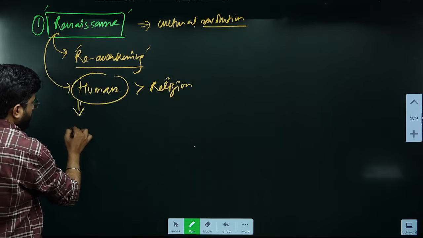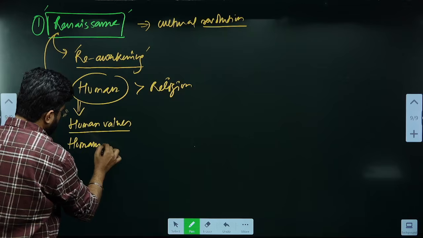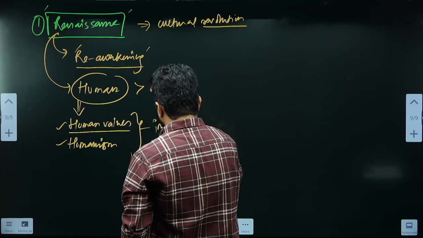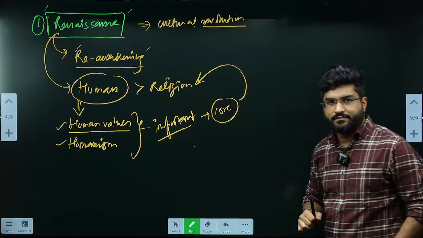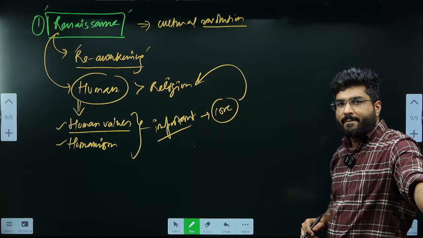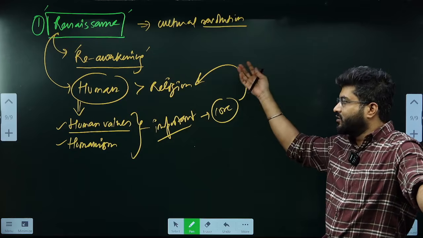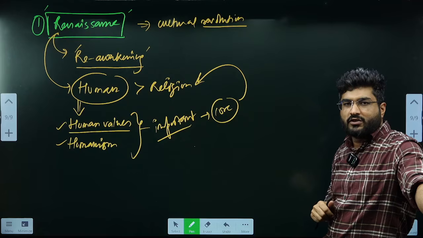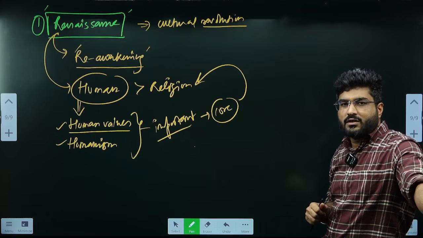So human values, humanism, became important, and were considered the core of society rather than religion. We should give importance to human beings also. Why has everything been dictated on the basis of religion? So this is nothing but the reawakening, the cultural awakening of the society at that particular point of time. The human became the core to understand society.